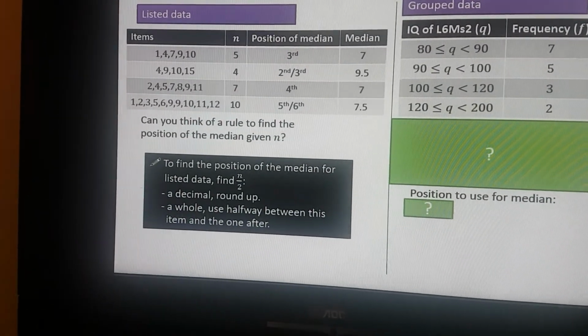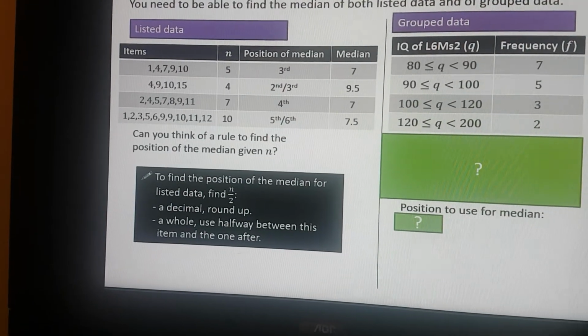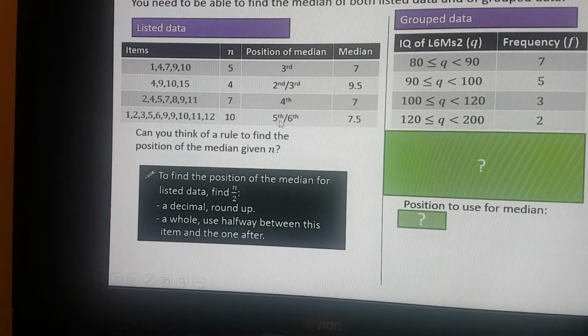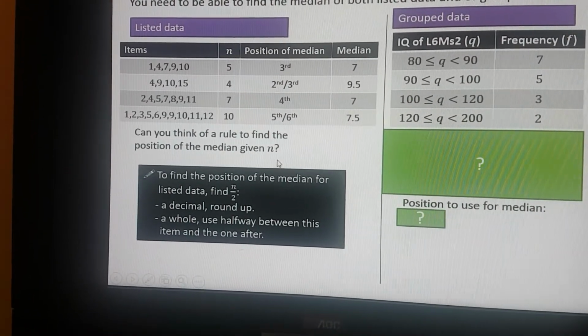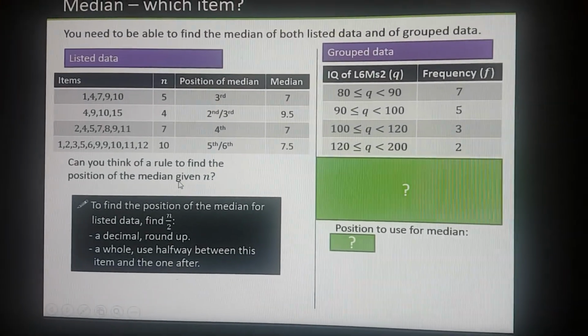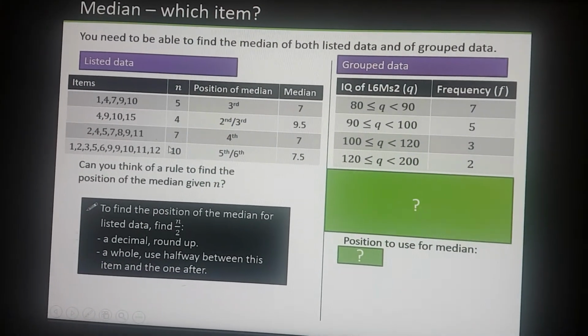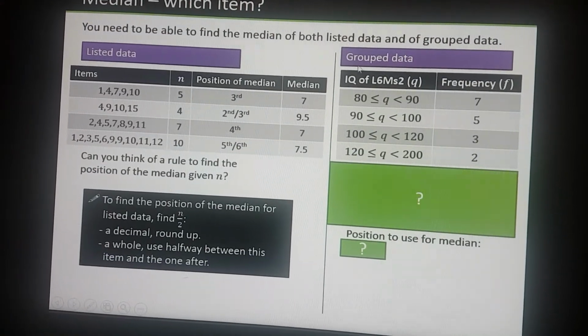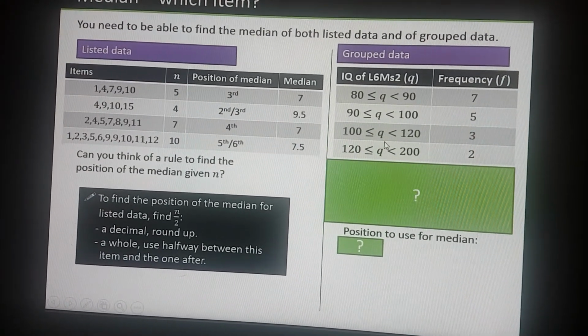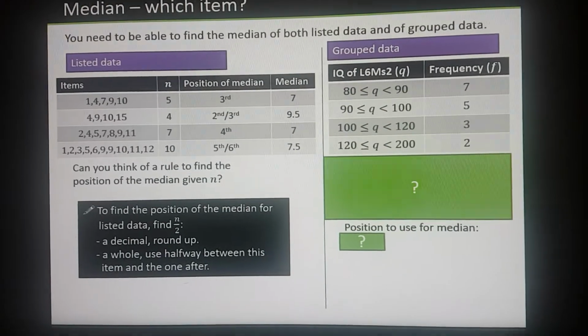Okay, this rule you need to remember, and also the notation, the way we write it here. Position is important. We'll find out later why. And those are for listed data. Now for grouped data, it's similar. It's a bit different, but it's similar as well.